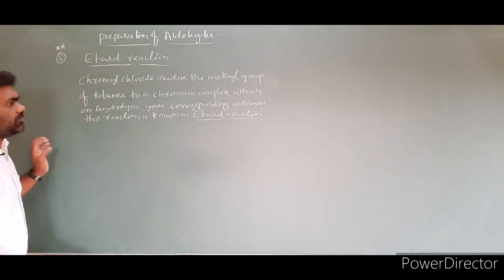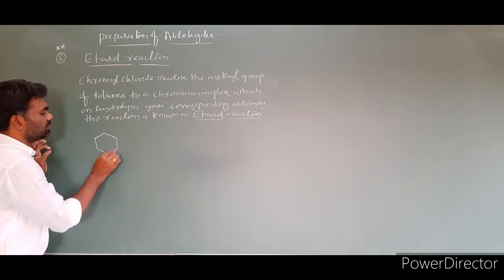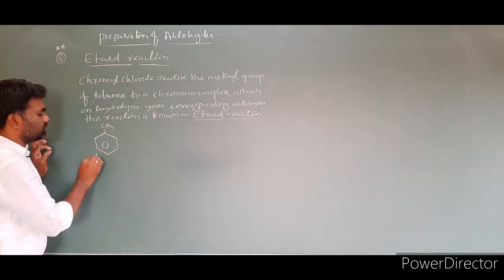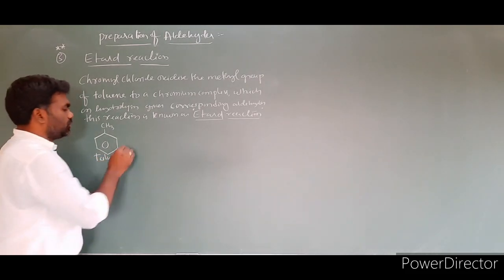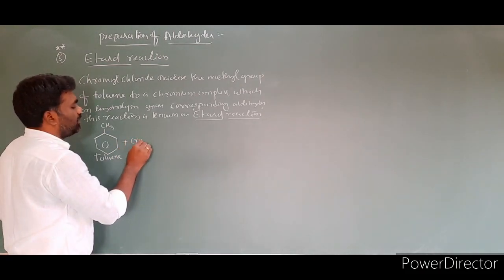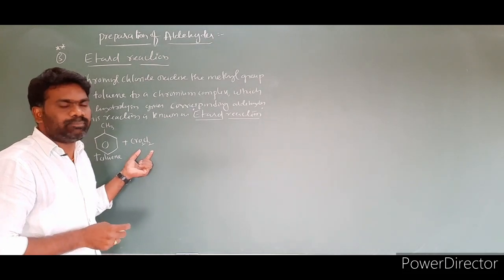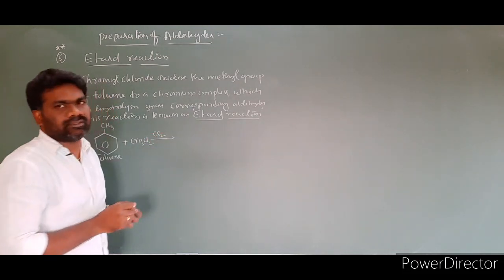Right, let us write the equation for it. First we have to take toluene. Toluene means upon the benzene ring we write a methyl group. This is toluene. This one we have to treat with chromyl chloride, CrO2Cl2, in CS2, carbon disulfide solvent.